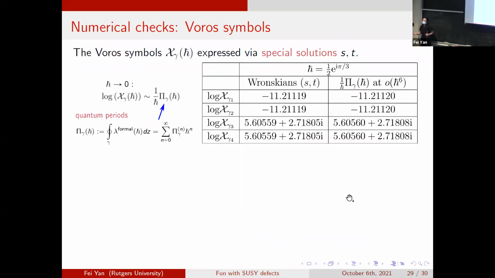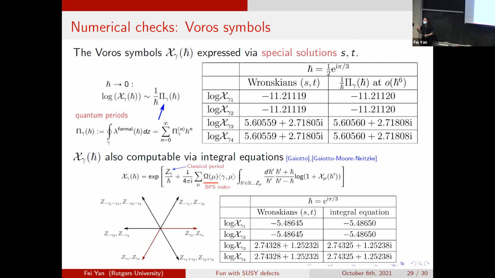However, you could still do that, and then you could do some numerical checks regarding the Voros symbols, because the Voros symbol could be written in terms of Wronskians of some distinguished local solutions. You could do some numerical analysis solving these local solutions, substituting into the Voros symbol expression, and check it against some truncated series of this asymptotic expansion. And you could say the numbers look relatively good.